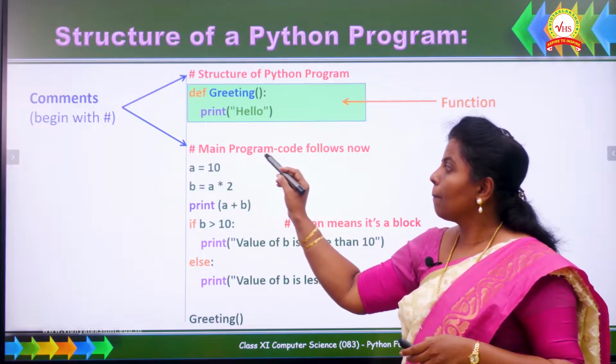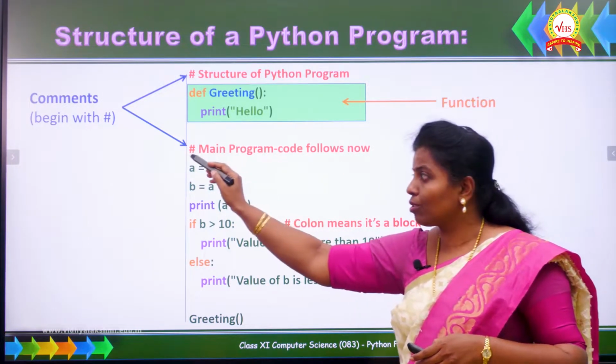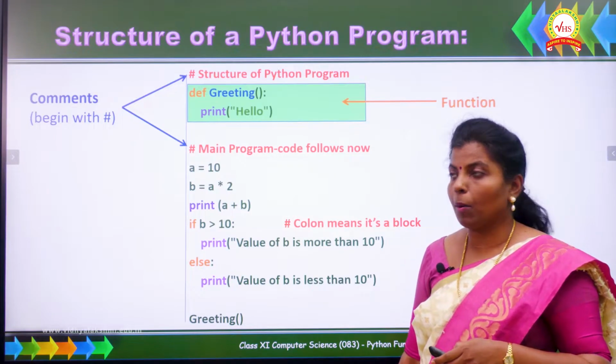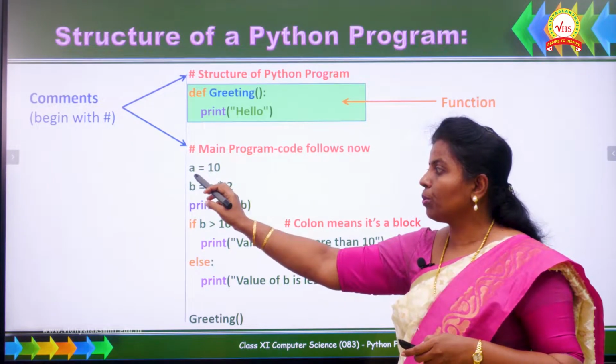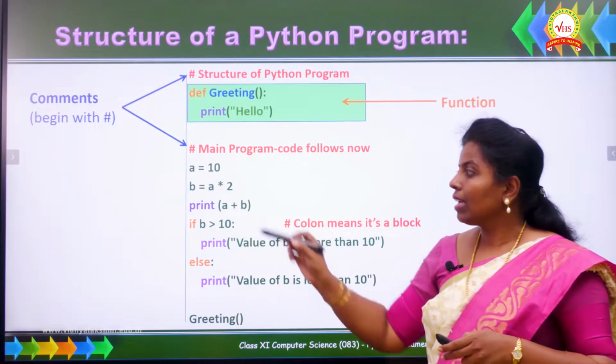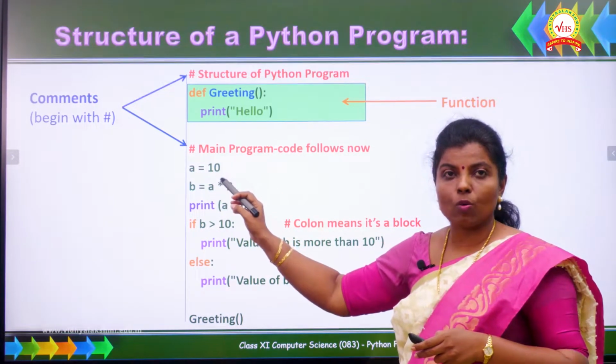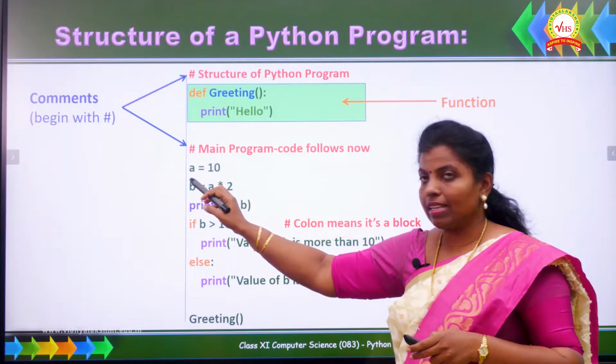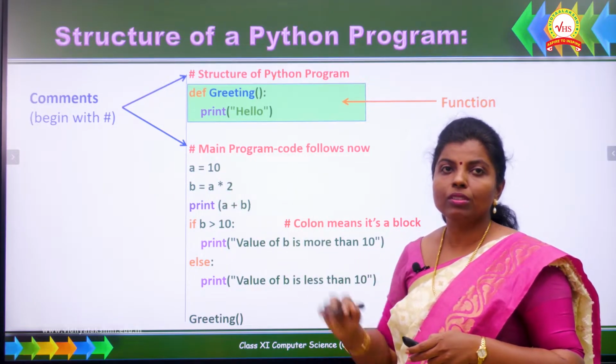The next line is "main program code follows now." That is also a comment statement. We have learned about that. And then let us move on to a equal to 10, b equal to a multiplied by 2. Here this statement a equal to 10, this variable a, it references the value 10.